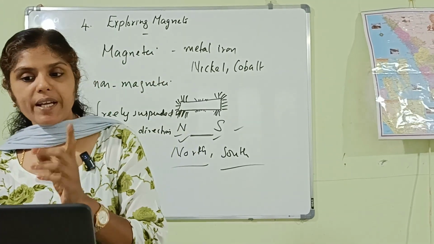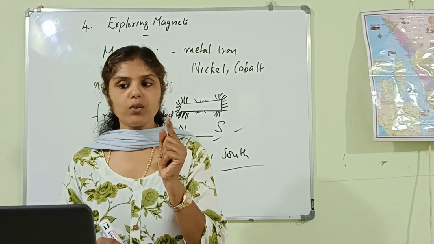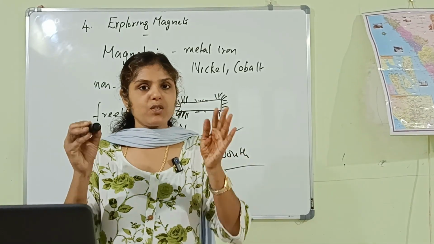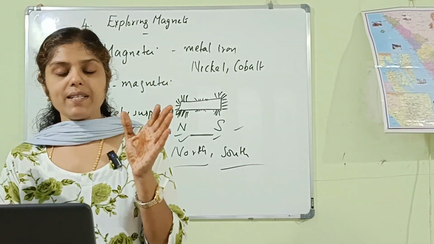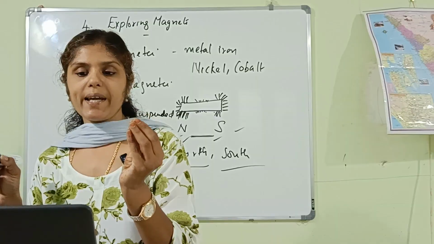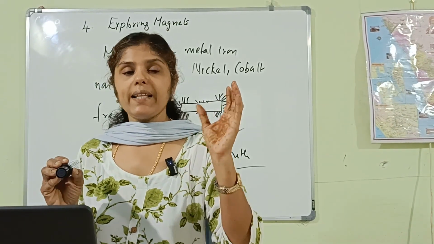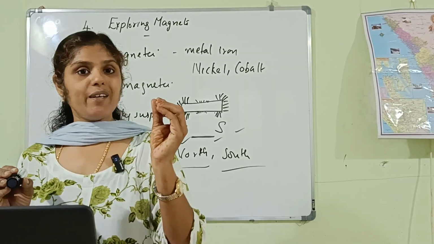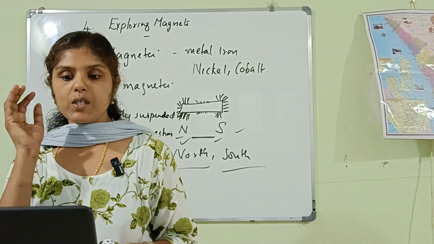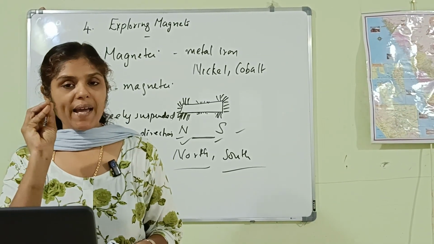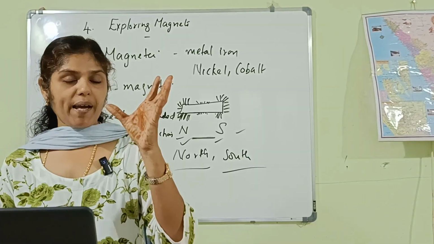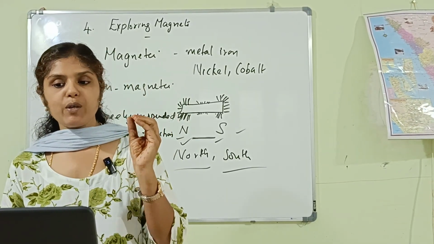This property of a freely suspended magnet to always rest along the north-south direction is used to find directions. When a magnet is freely suspended and allowed to rest, it always comes along the north-south direction, and this property is utilized to find directions. That property is used in a device called the magnetic compass, which was used in olden days to find directions. How can you identify the direction using a magnetic compass?